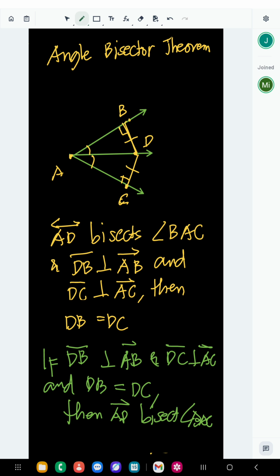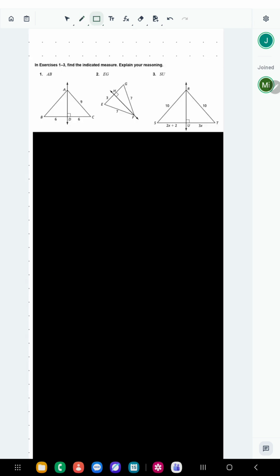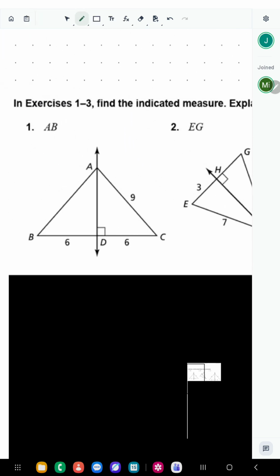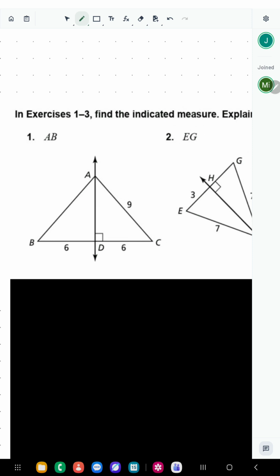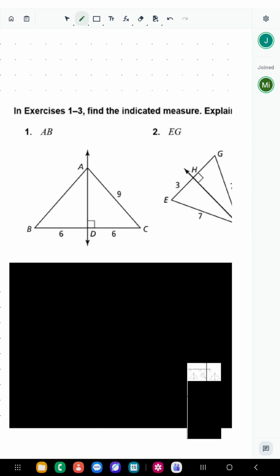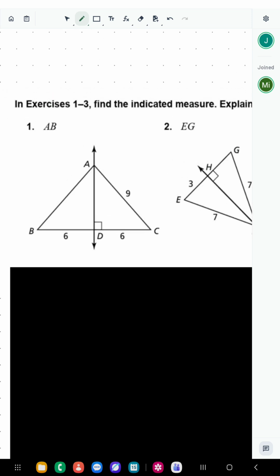And now let's solve the problems you have here. Can you see that? It's too small. Okay, find the indicated measure, explain your reasoning. All right, so we need to find the measure of AB.